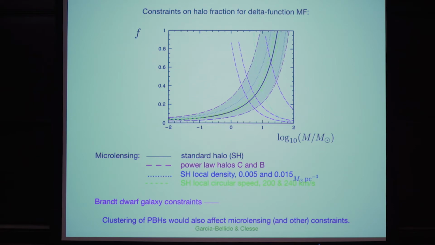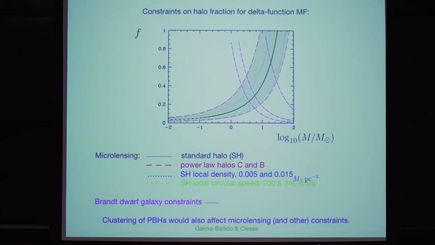It's been pointed out by Garcia-Bellido and Clesse that clustering of the primordial black holes would affect these microlensing constraints, because if the black holes were clustered, you can then imagine that if you've got a cluster of black holes coming across the line of sight, you get a huge number of microlensing events, but on average there wouldn't be a cluster crossing the line of sight, so it would decrease the constraints.